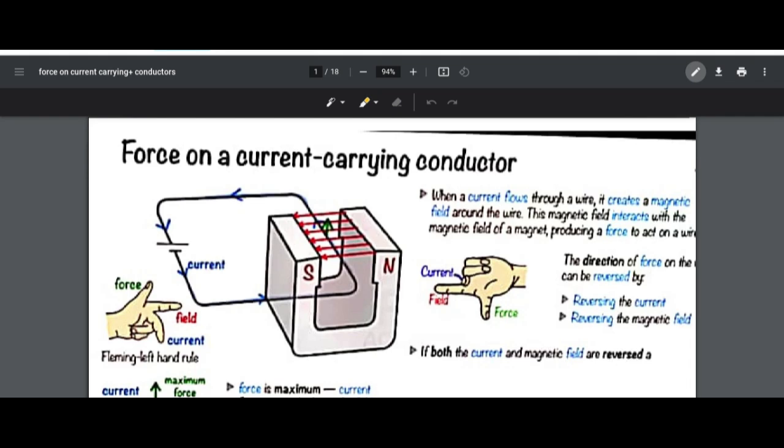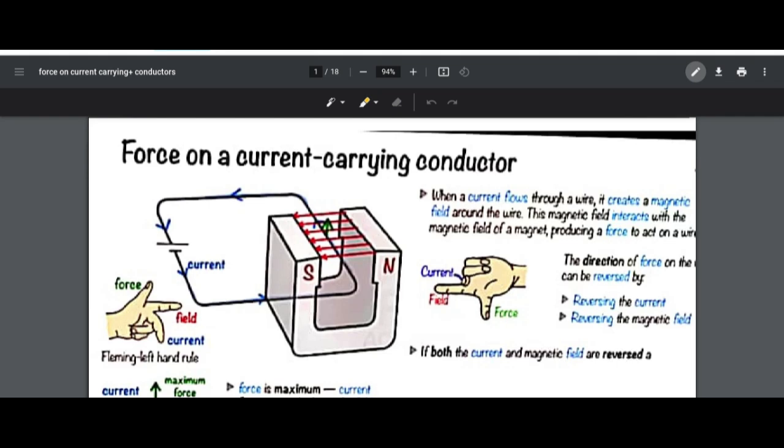For example, there is a conductor, okay? If we attach current to that conductor and place it inside a magnet, that will carry a magnetic field, and because of the magnetic field it will show a force on that current carrying conductor, okay? So we just have to deliver the explanation on force on a current carrying conductor.